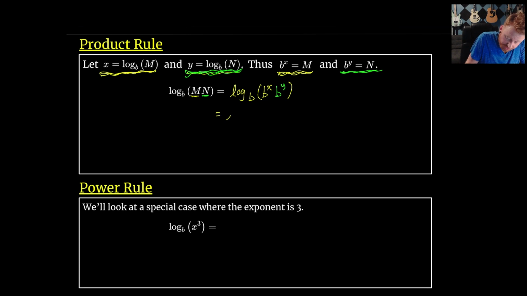Well, by using properties of exponents, I can rewrite this as log base b of b to the x plus y. Now I can use one of those properties that we just saw. When you have log base b of b to the something, you just get that something back. So the log base b and the exponential b function, b to the x plus y, are undoing each other. And in this next step, we just get x plus y.